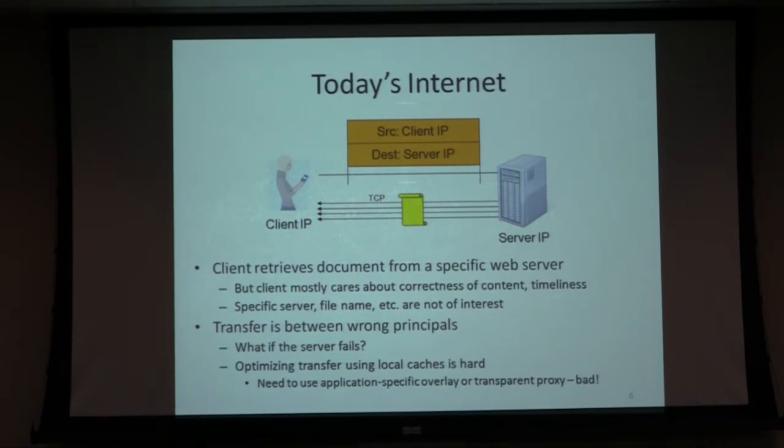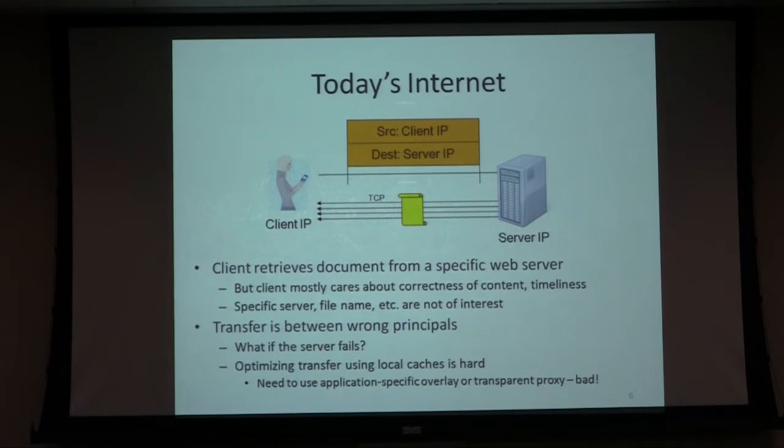Jane wants a document. She doesn't care about servers. She doesn't even know what a server is, okay? But the packet that goes into the network specifies, please deliver this packet to the server. Now, we all know that 90% of the time this is kind of okay, it works out okay.